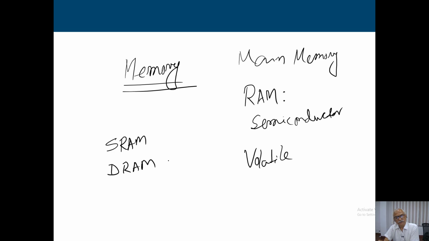Okay, so what is the difference? If I talk about SRAM, packing density is low. In case of DRAM, packing density is high. In case of SRAM, the speed is more. In case of DRAM, speed is low. Cost wise, SRAM is costly, DRAM is less costly.